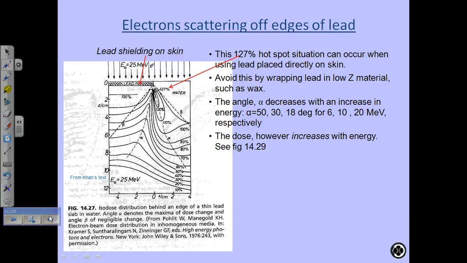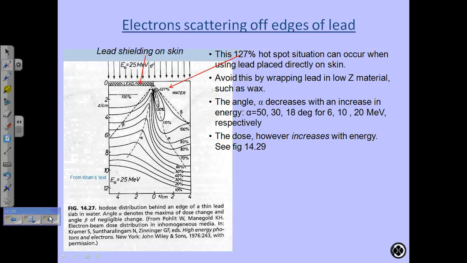All right, and here's a graph of what happens when electrons scatter off the edge of lead. If you were to put lead right on the patient's skin without any kind of wax wrapping around the lead, this is what the isodose distribution looks like. So here's this hot spot, 127%. 100% looks like 1.5 cm or 1.8 cm. 127% is this hot spot right here. And this is in water, by the way.